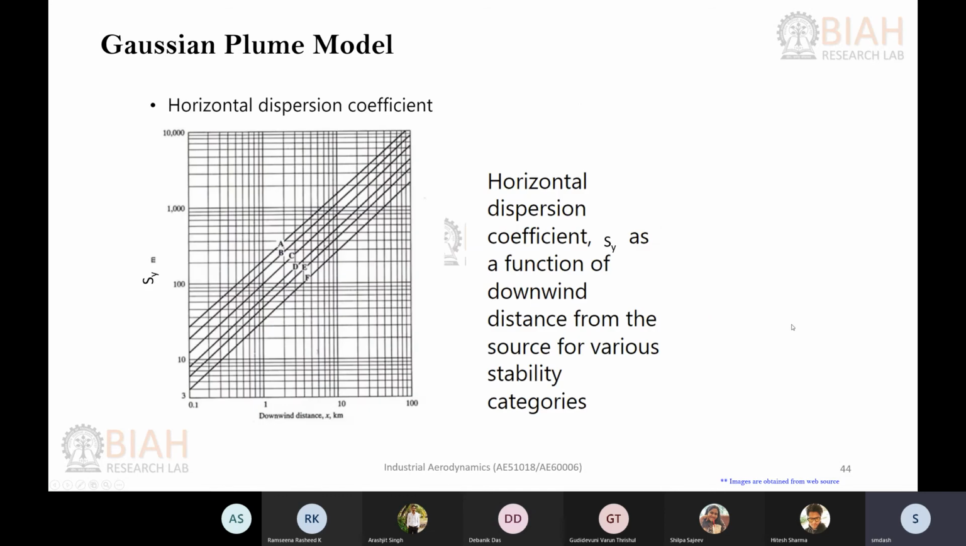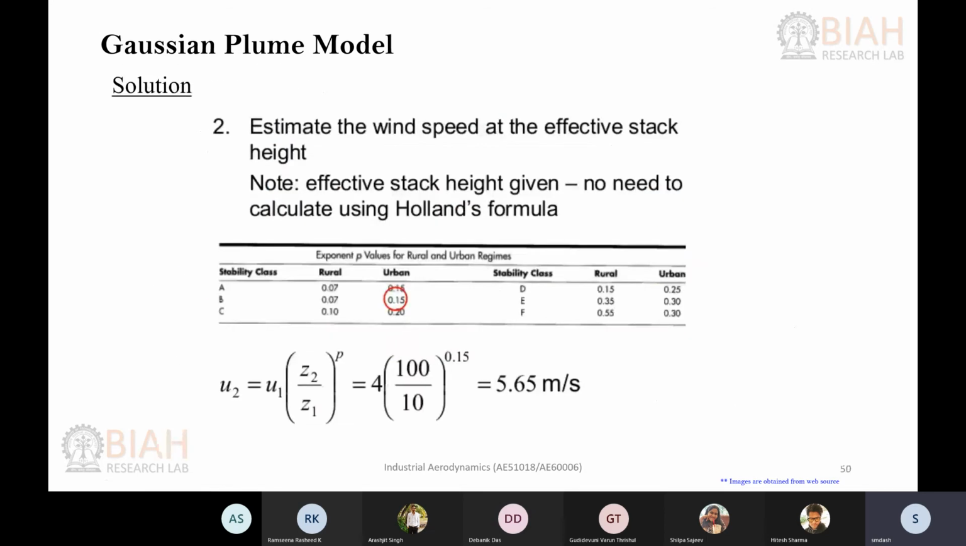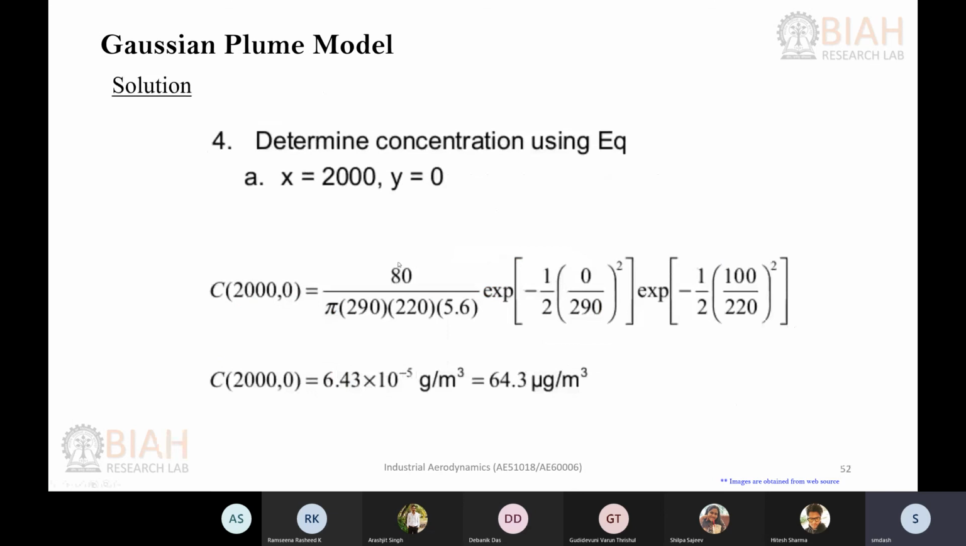If you go to that formula, just substitute the values here: the emission rate, sigma y and sigma z, and the wind speed that we just obtained. For the center line case, y will be 0, and the effective stack height is 100, already given to you. Just substitute, and you can find the concentration at a distance of 2 kilometers, or 2000 meters, along the center line of the stack.